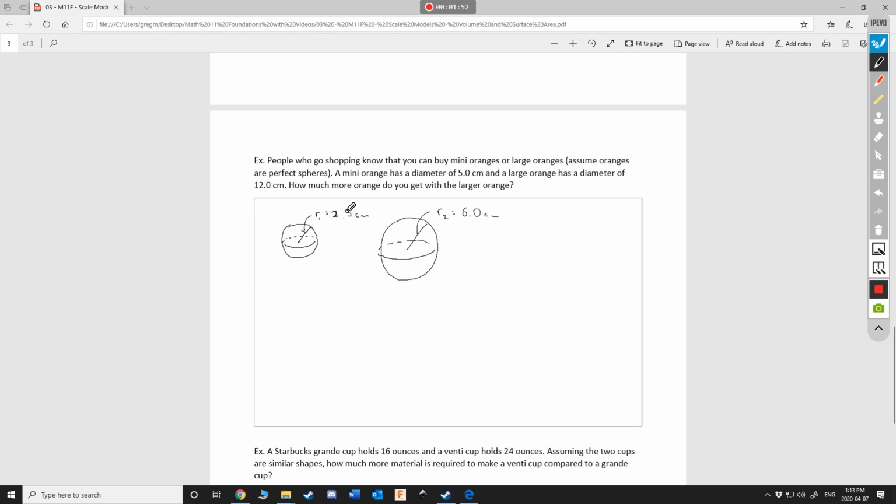There are two ways to solve this one. We're asking how much more orange do we get with the larger orange? What you can do is solve for the volume of each of them. Look at the previous page: volume is 4 over 3 pi r cubed. We have the small one and the big one, so r1 cubed. For this one, we plug in 2.5 centimeters and cube that. For the other one, we plug in 6 centimeters and cube that.